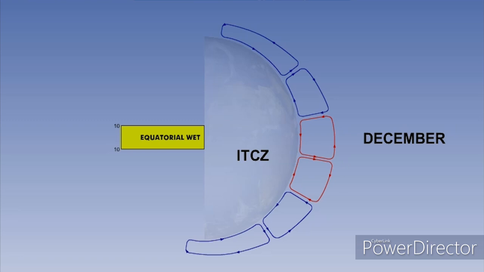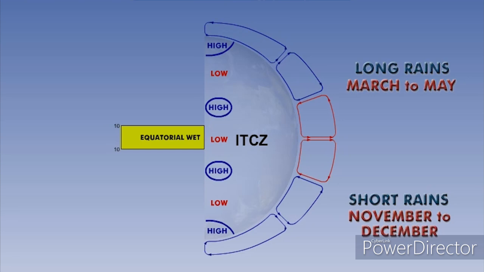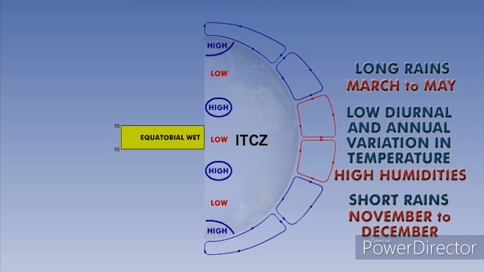As a result, there will be two main wet seasons. In equatorial East Africa, these rains occur from March to May and are called the long rains, and from November to December and are called the short rains. This zone is characterized by very low annual and diurnal variations of temperature, together with fairly high relative humidities.